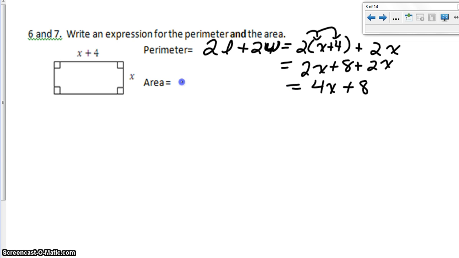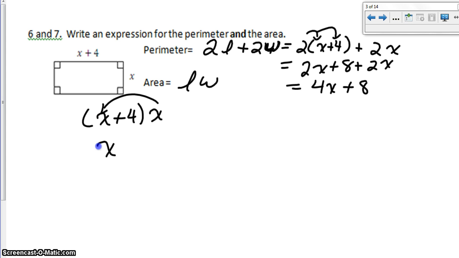Remember to find the area of a rectangle, it's length times width. So this would be x plus 4 times x. X times x, of course, is x squared, and x times positive 4 is positive 4x.